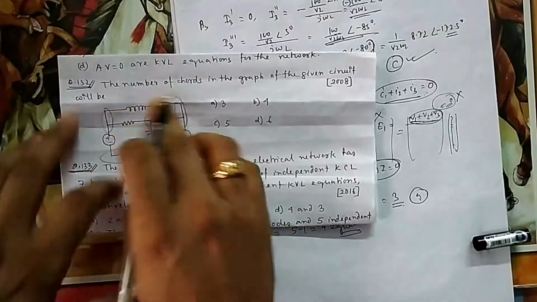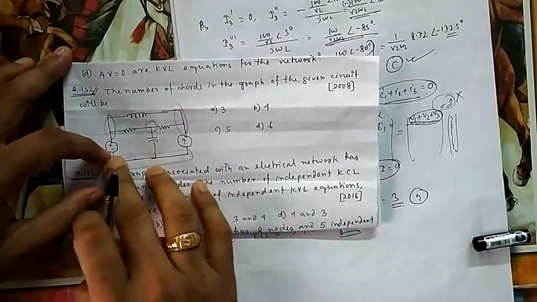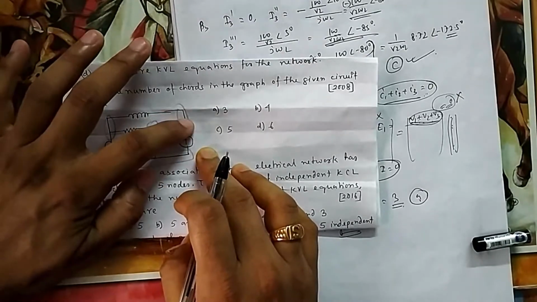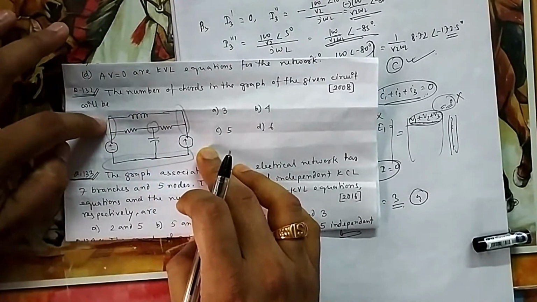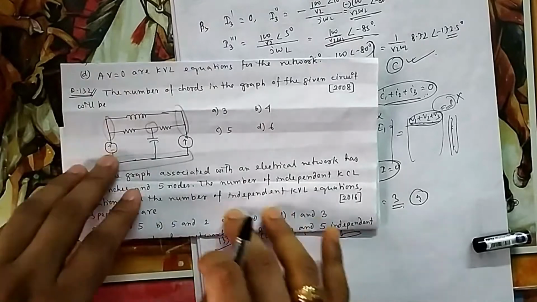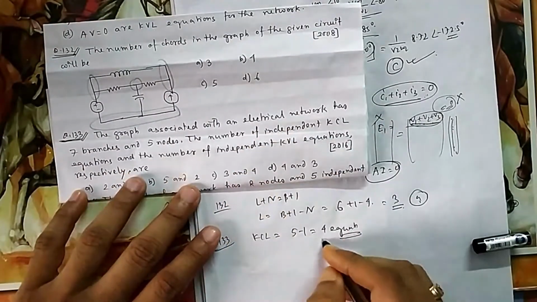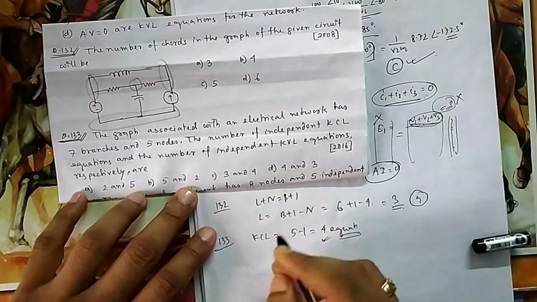If you write the equations for this circuit, suppose you take this reference, you will take one KCL here, one KCL here, one KCL here. So how many KCL will you take? 3 KCL you will take. So it is one less than the total nodes, because one node will be taken as ground, the reference node. So KCL will be obviously 4. So from here only you can see it is option D.